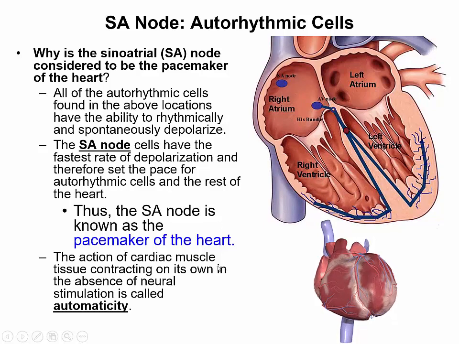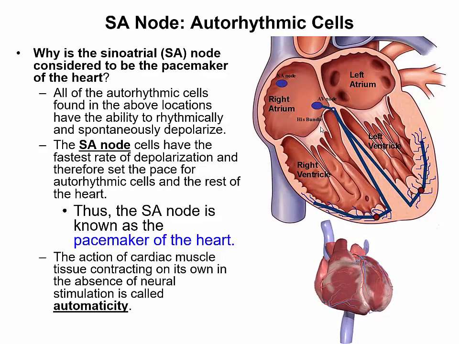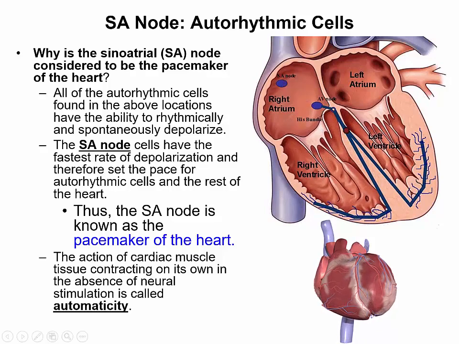Now, the action of cardiac muscle tissue contracting on its own in the absence of neural stimulation is called automaticity. What we're going to see is that these SA nodal cells, well, all autorhythmic cells, can spontaneously depolarize without innervation from nerves or without the influence of hormones. Now we're going to see that hormones and neurotransmitters influence the rate at which these can depolarize, but they will depolarize on their own without any influence from outside factors.